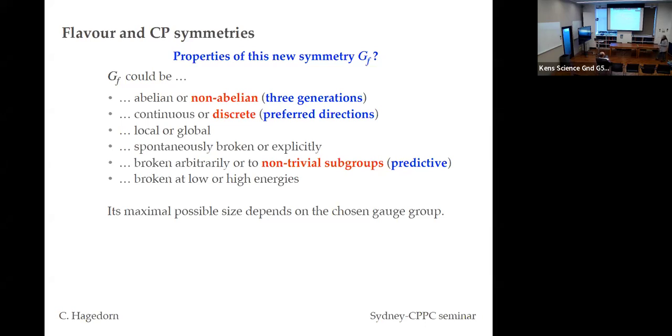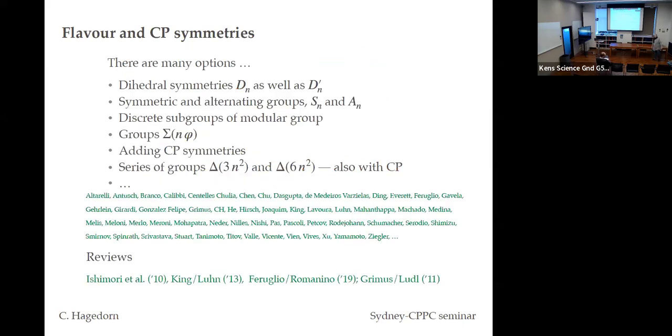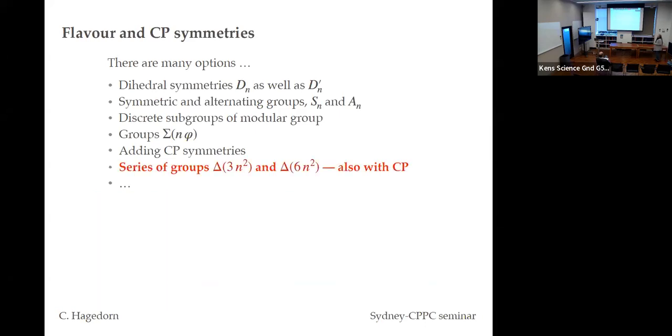Okay, good. Then you might ask the next question, okay, be more concrete. What are the types of symmetries we are really talking about? Discrete symmetries. Yeah, the list is not that short. Usually many series, you see these indices, and many people worked on that as well. If you're interested a bit more in the literature, maybe start with these reviews down here. I will make my choice for today. My choice for today will be these Δ(3n²) and Δ(6n²). I will give you a very short introduction so that you get a glimpse of why I choose them, why I like them, and why they're easy to handle.